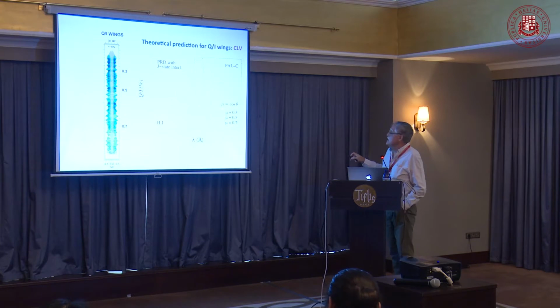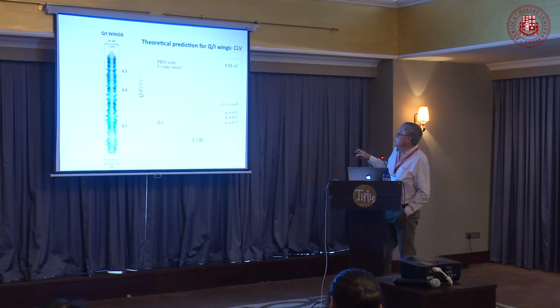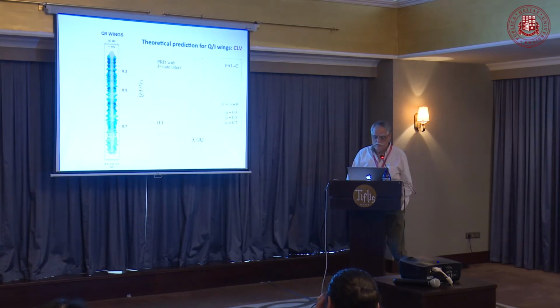These are the theoretical predictions. You can see basically qualitatively the same. As you go towards the limb, you increase the signals, and they are larger than 1%, and in the line center they are smaller than 1%.